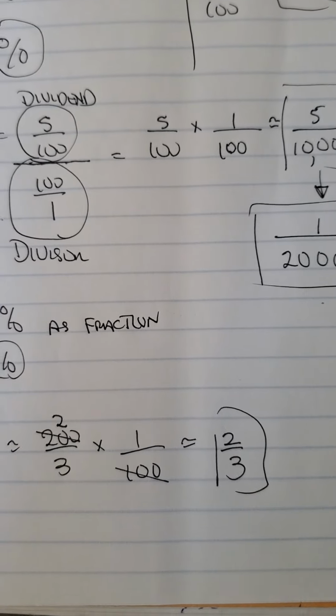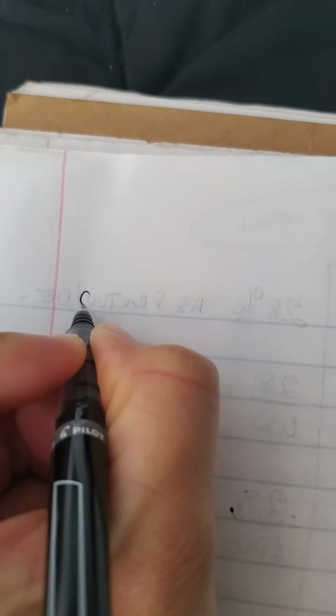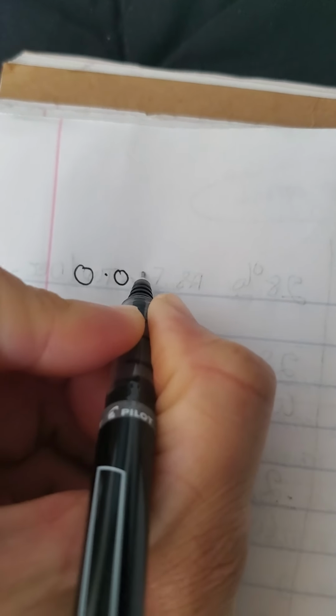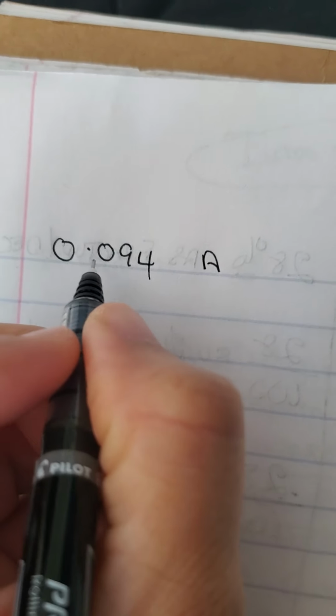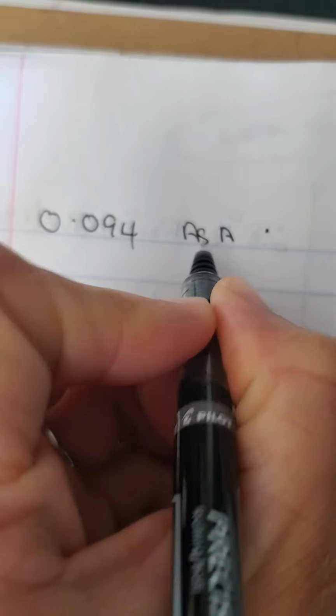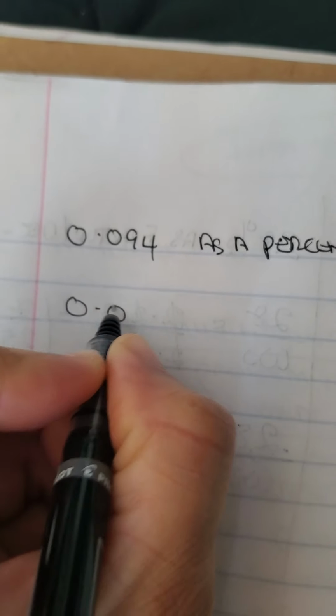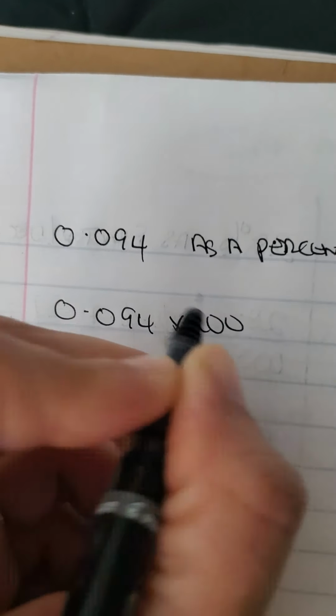Let's see what happens now when it's vice versa. So now they're going to be giving you either fractions or decimals, and they're going to want you to write it as a percent: 0.094 as a percent, right? And here we don't see our percent symbol, so now we're going to have to multiply by 100. And this is beautiful.